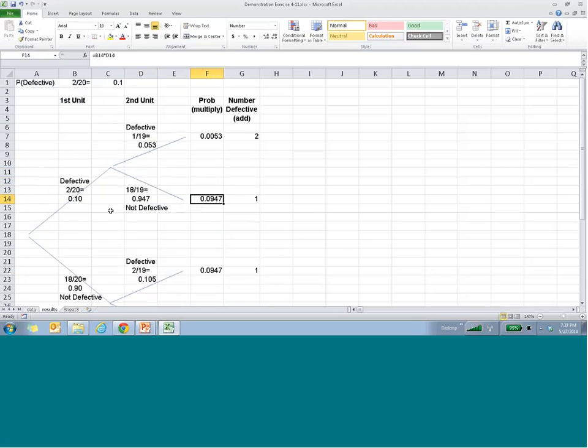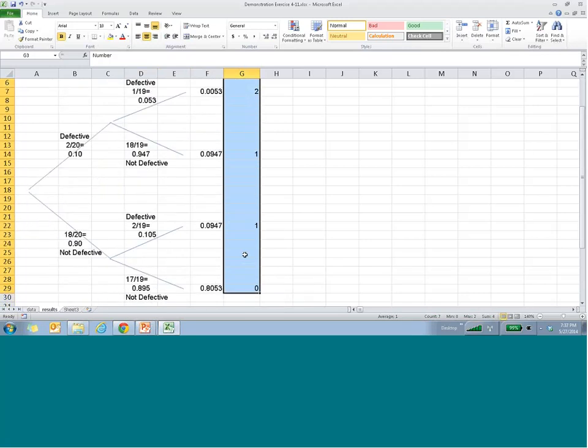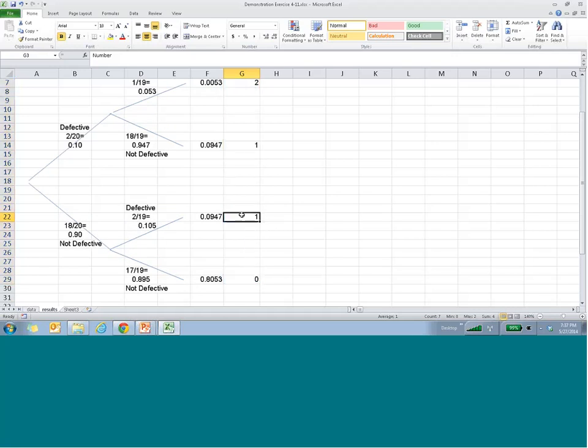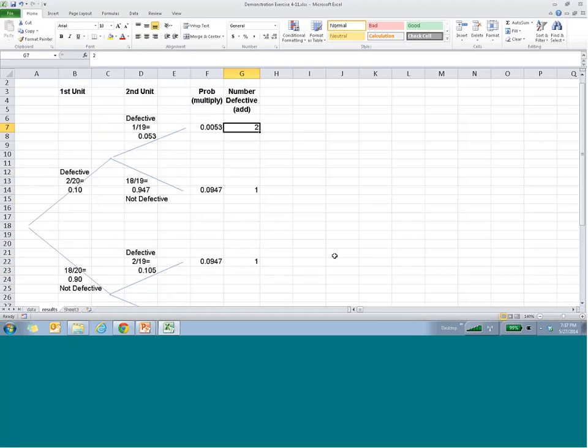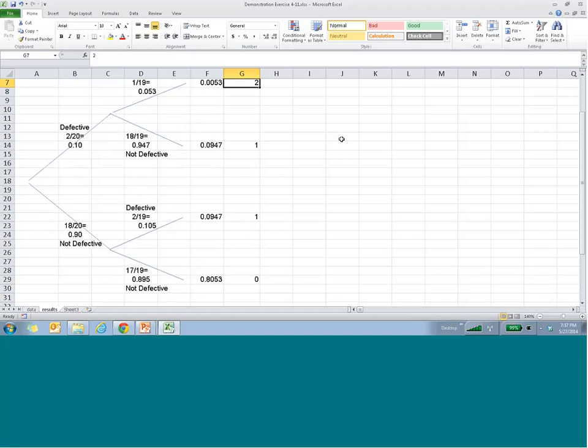Does that make sense? What's the last column? This last one, the number of defective, these are the possible outcomes. So when I grab a sample, what are the odds that I'm going to have 0 defective? What are the odds that I'm going to have 1 defective on that sample? What's the odds that I'm going to have 1? And then what is the odds that I'm going to have 2? That's the number of defective. Each one of those is a different outcome. Okay.